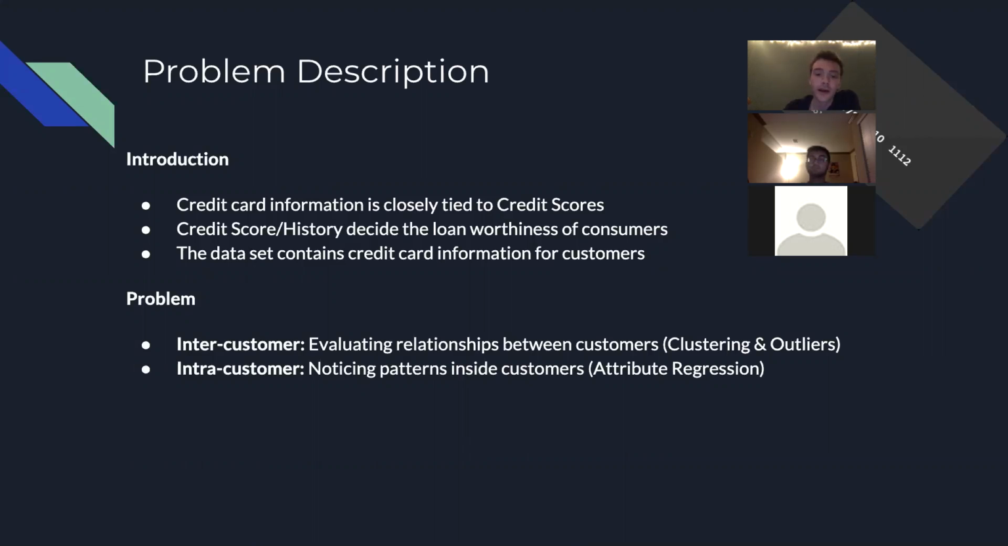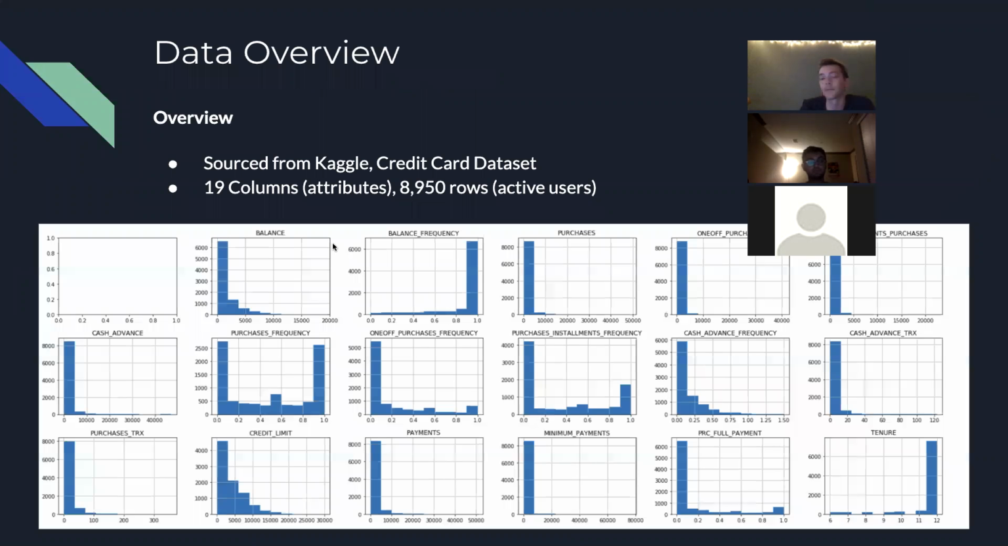So we wanted to evaluate several things that could provide interesting results. Those fell into two categories: inter-customer and intra-customer. For inter-customers, we wanted to look at relationships between customers, and so we used clustering and outlier detection for that. For intra-customer, we were concerned with noticing patterns or dependencies within each person, and this was done with a regression.